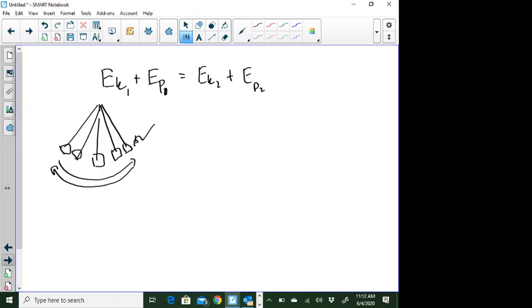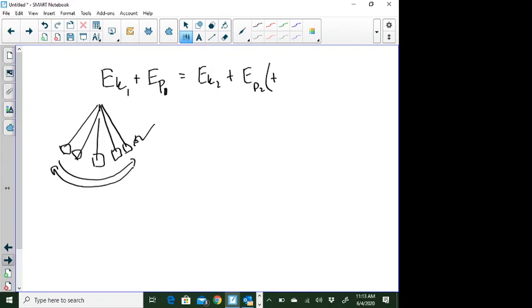And the special cases are when it's at the highest point, because then we say it's all potential energy, and it stops, so it has no kinetic energy. And so then we look at the bottom, and we say, hey, it no longer has potential energy, it's at its lowest point, so it has all kinetic energy. Does that make sense? Can you understand?